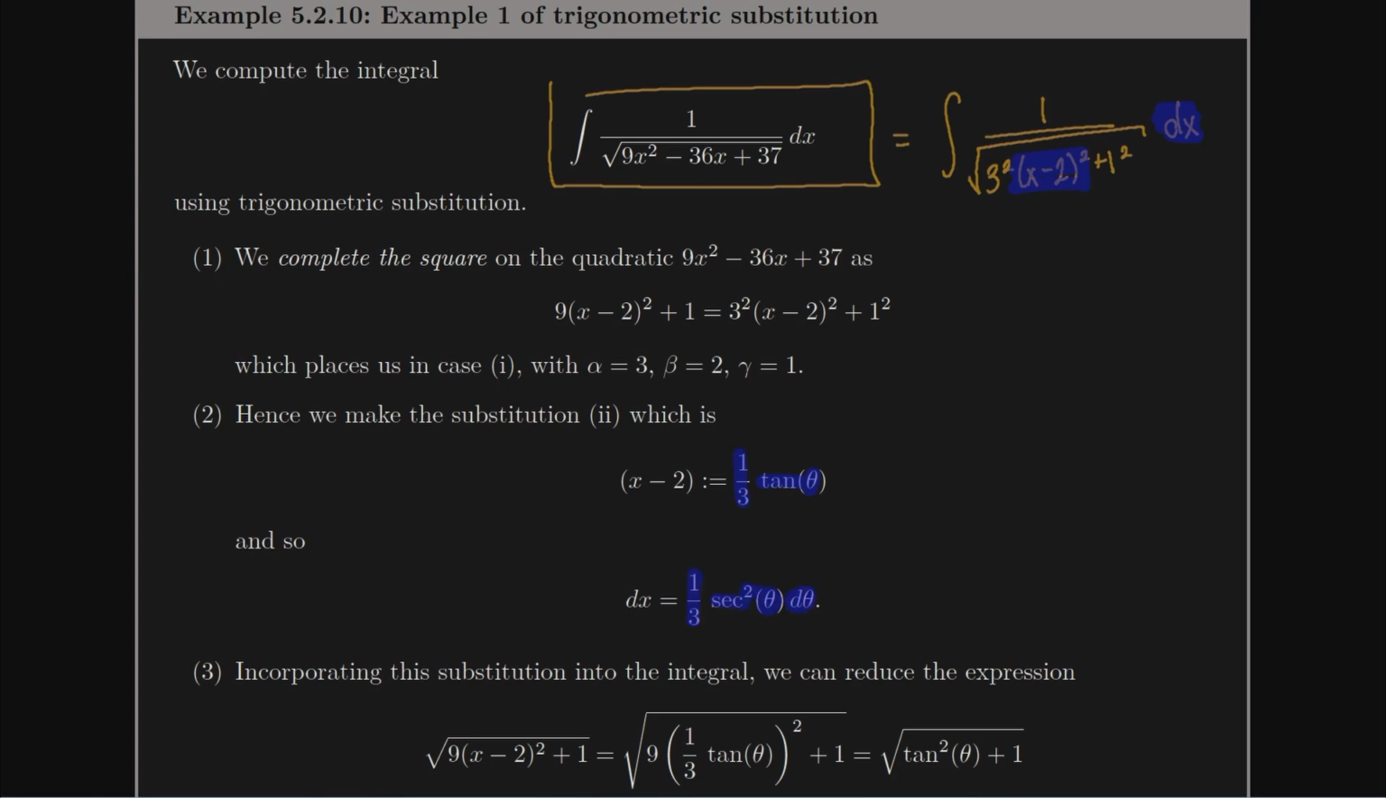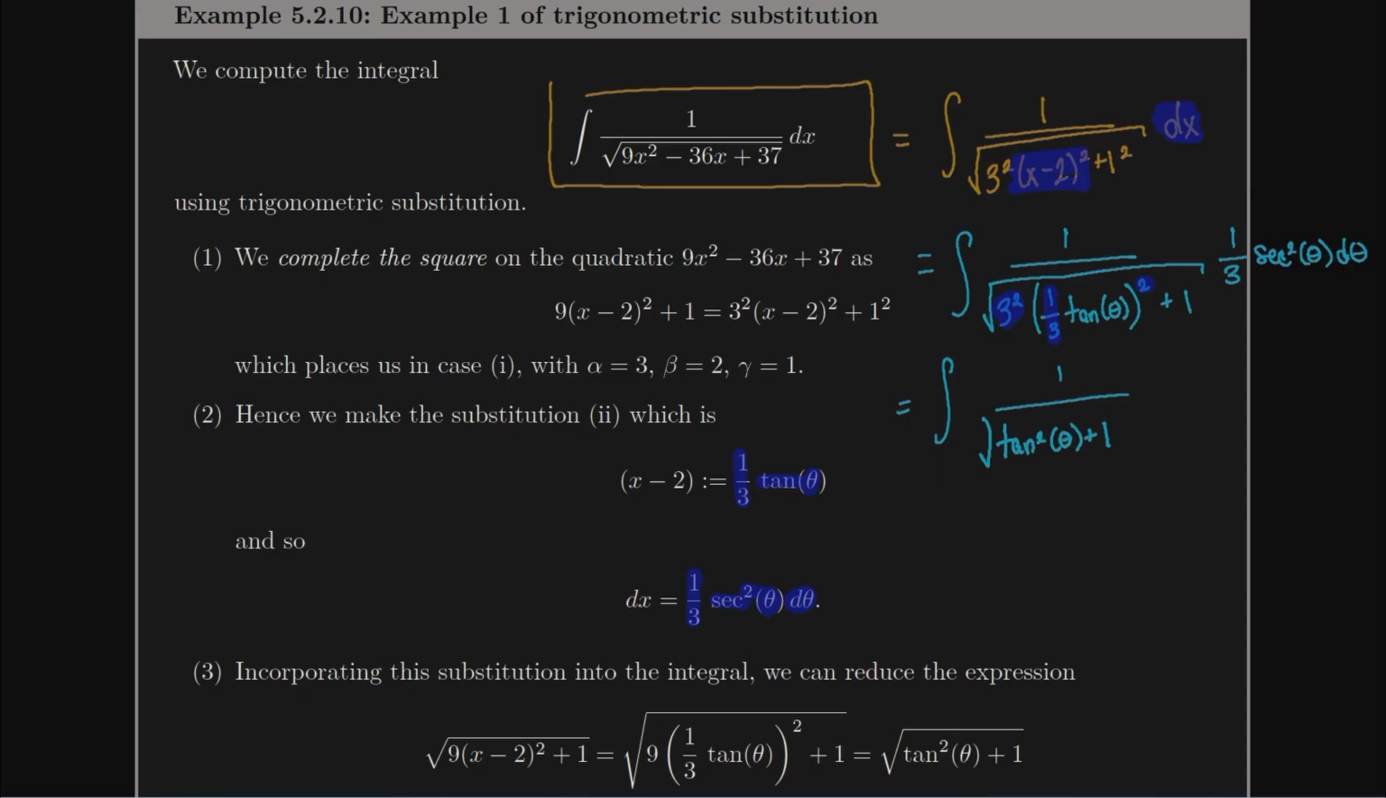And so if we go ahead and make those substitutions, what do we actually get? Well, we get the integral 1 divided by root, there's a 3 squared, but now the x minus 2 I'm replacing with 1/3 tangent of theta. So I have a 1/3 tangent of theta squared plus 1, and then dx is replaced with 1/3 secant squared theta d theta. I can simplify what's in the denominator. How does this simplify? Well, I have a 3 squared and I have a 1/3 squared, so those are going to perfectly cancel. My denominator is just going to be square root tangent squared theta plus 1.